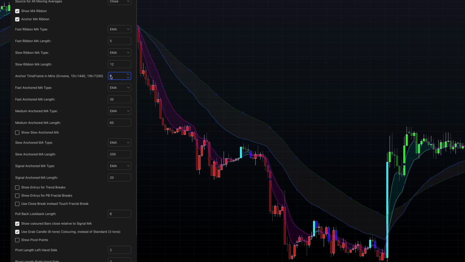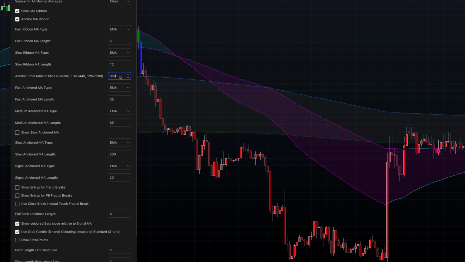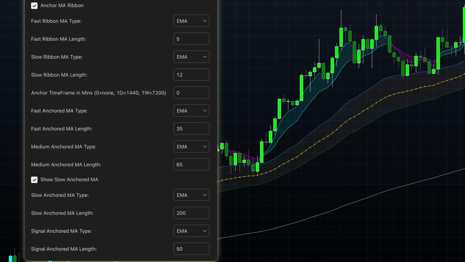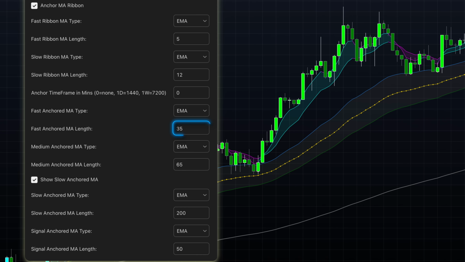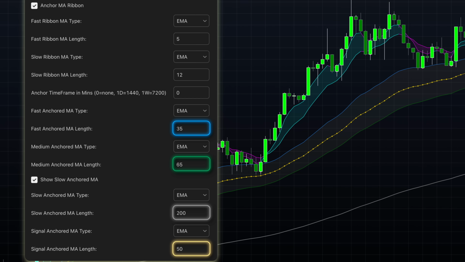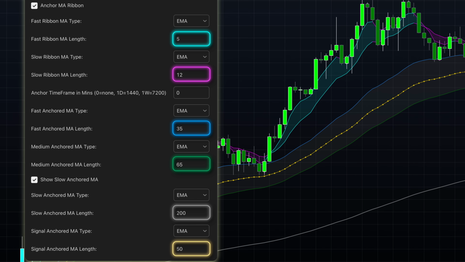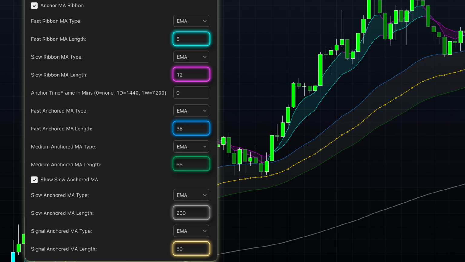The indicator operates on a multi-time frame anchored system, where users can set higher time frame references, daily, weekly, or custom periods, while analyzing lower time frame charts. This anchoring mechanism adjusts moving average calculations proportionally, creating consistency across different chart timeframes. The core framework includes 3 anchored moving averages, 35, 65, and 200 EMAs by default, 1 signal moving average, 50 EMA, and a ribbon system using faster EMAs, 5 and 12.